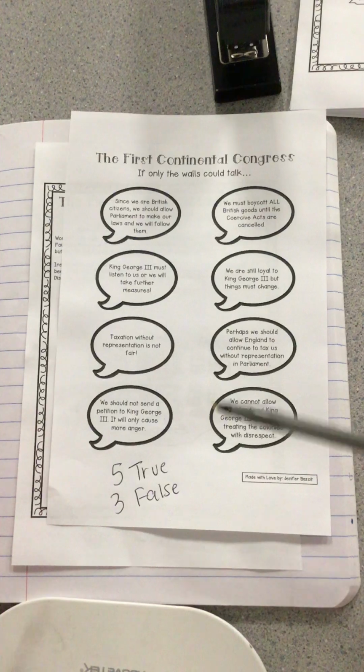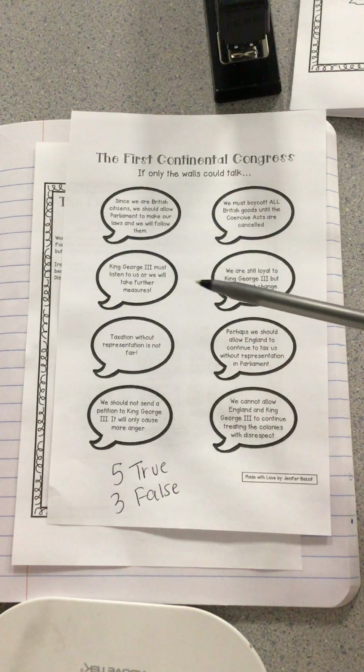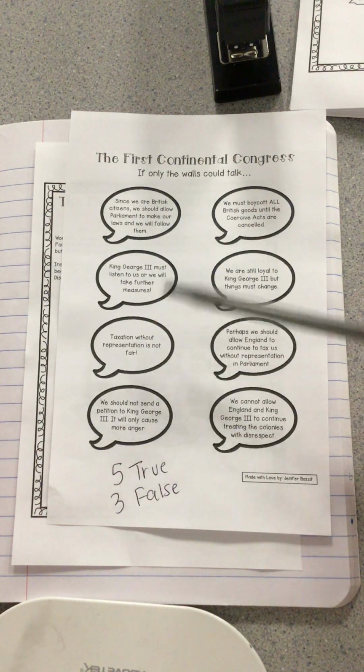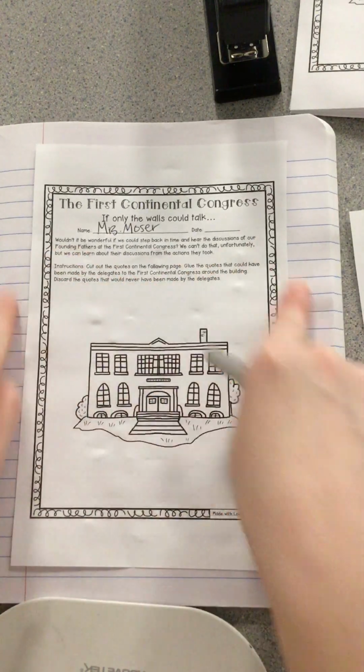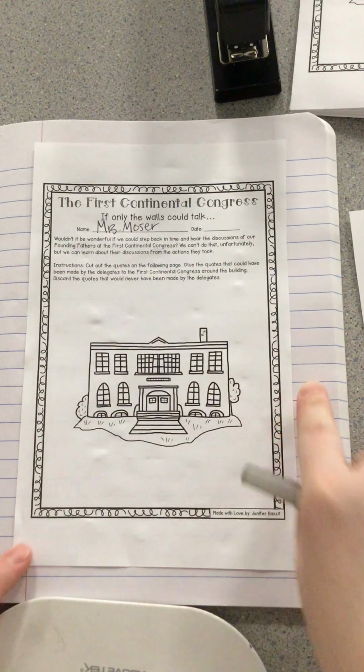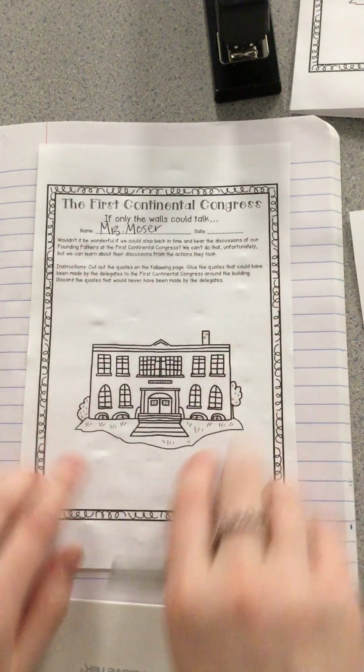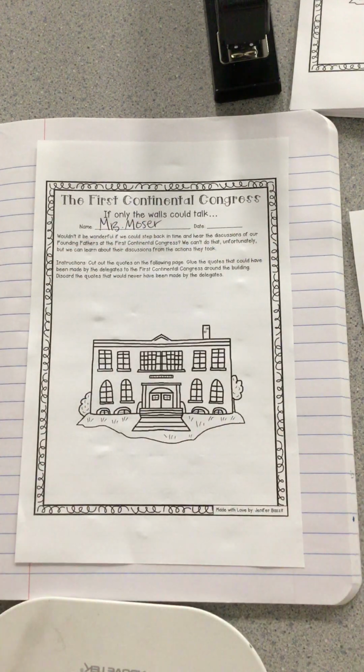The plan is that you're going to put an X over the ones that are false and then cut out the 5 that are true, and they're going to get glued around this building. And that's why we're going to glue it in so that it's half on the paper, so you've got extra space because they won't all fit.